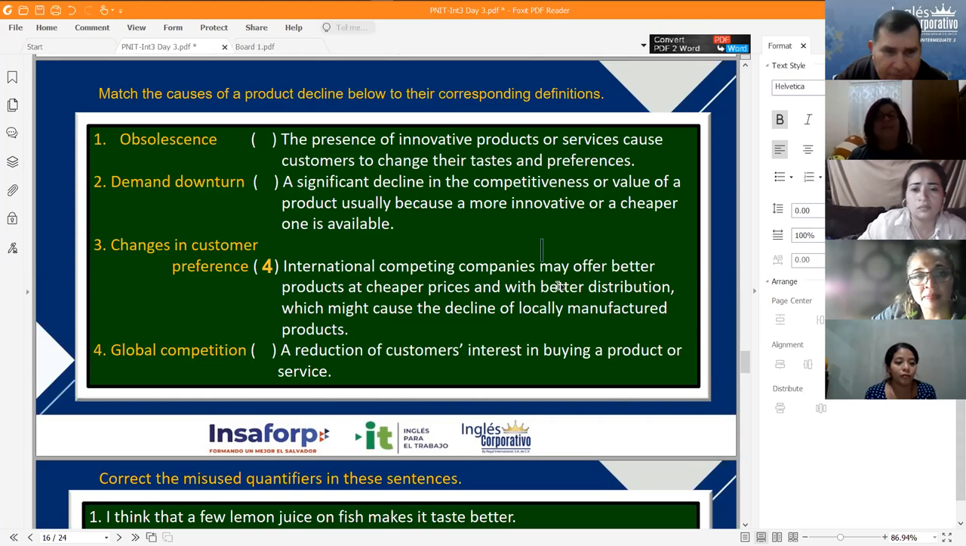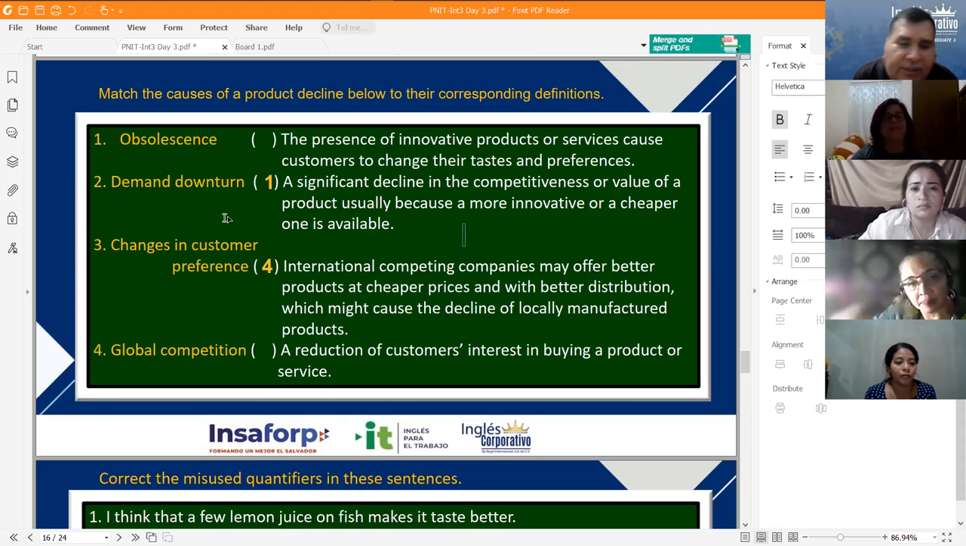That is demand downturn? Yes. This is number one. Let's put number one. And what my friend is saying, demand downturn is the first. Teacher, what is downturn? Okay. To turn down is to refuse. Rejection, not acceptance. People don't want. So if there is a demand downturn, it means that the demand goes down. People are not interested in something anymore.